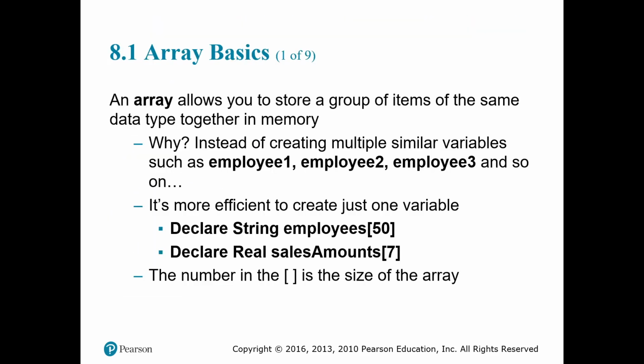So as I said before, an array will allow you to store a group of items of the same data type together. So why would we do that? Because instead of creating multiple similar variables, such as, for example here, employee 1, employee 2, employee 3, and so on, we can just create one place where all of the employees would be stored in memory, instead of creating a single space in memory for each one of those employees.